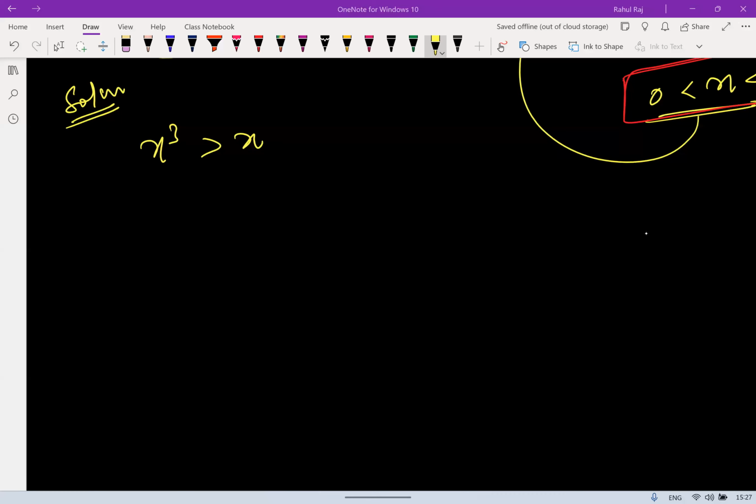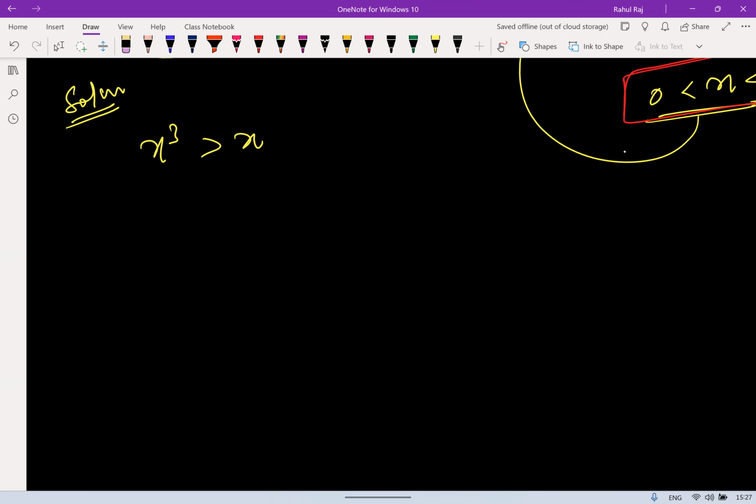X is greater than 1. Between -1 and 1. What, Giri? Between -1 and 1. No. If you put half, then half cubed is greater than half? No. Between -1 and 1, x equal to half will also come, right? If you put half cubed, do you think it is greater than half? No. So it won't. That's wrong.